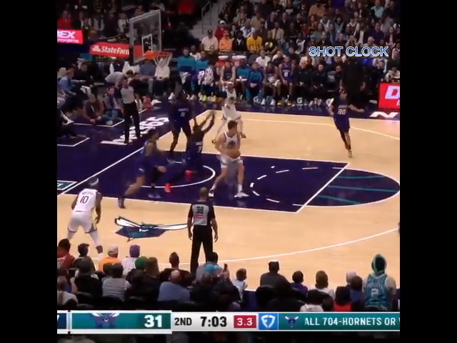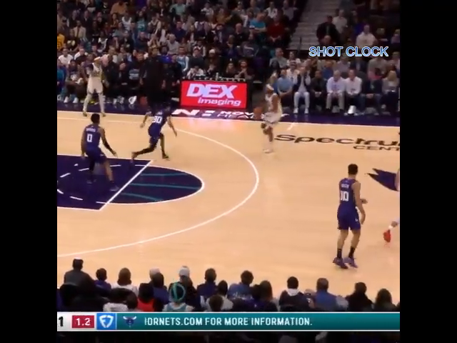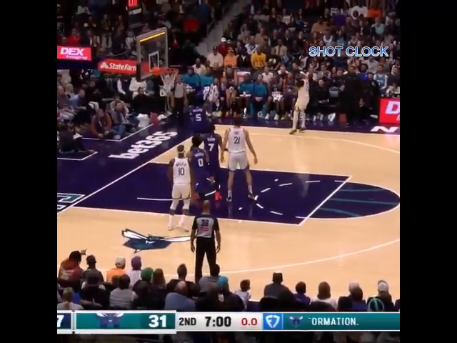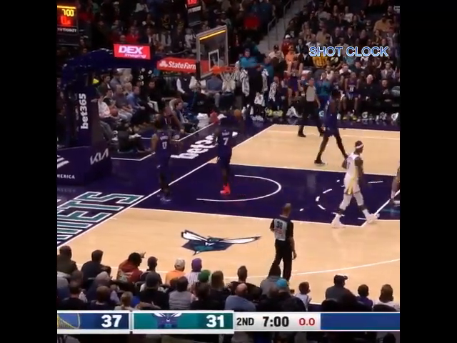Shot clock expires. Junior took Mitchell's cornbread. Mitchell with a nice block. And perturbed right now. Look, he feels like he got fouled right there. Where did it go?